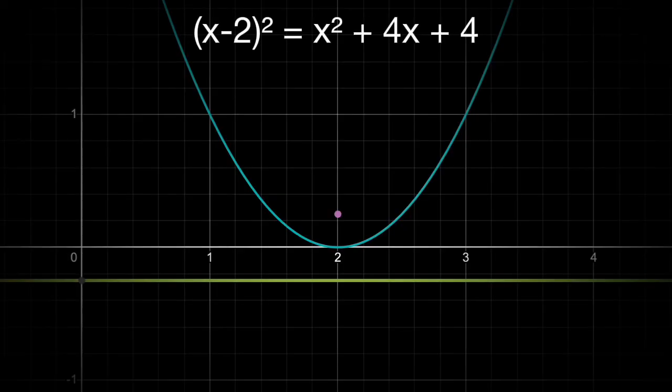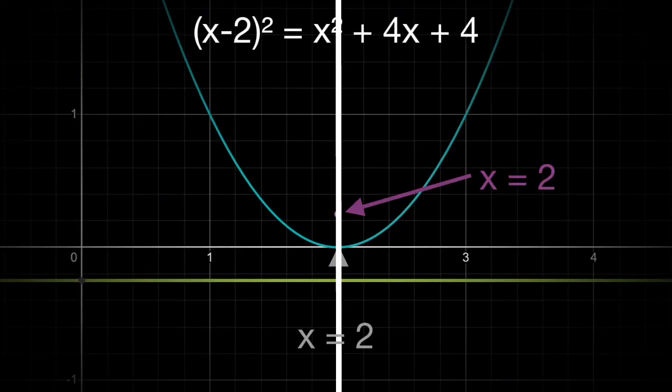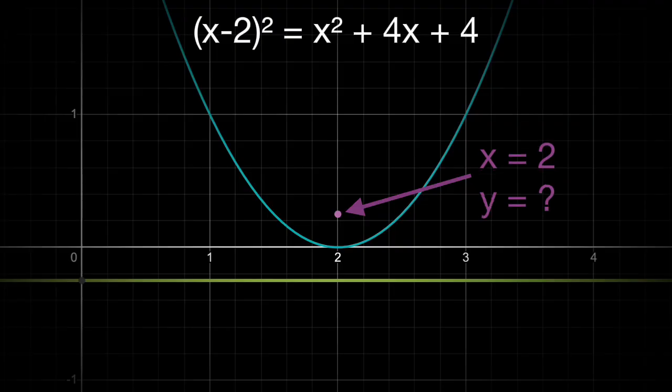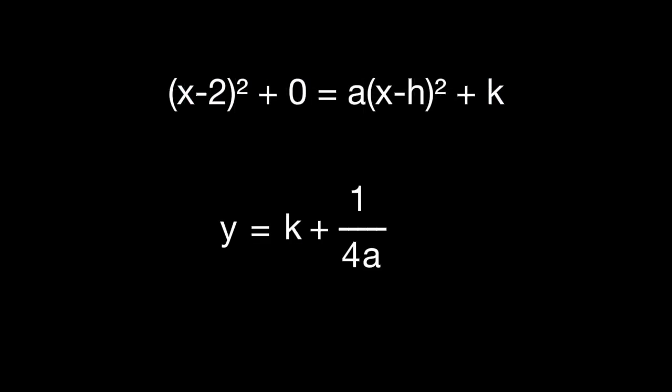Well, the x-coordinate of the focal point is the x-coordinate of the turning point. Now what about the y-coordinate? It is k plus 1 over 4a. K comes from here and a comes from here. The derivation of the formula is like a complete mess, so please spare me for now.